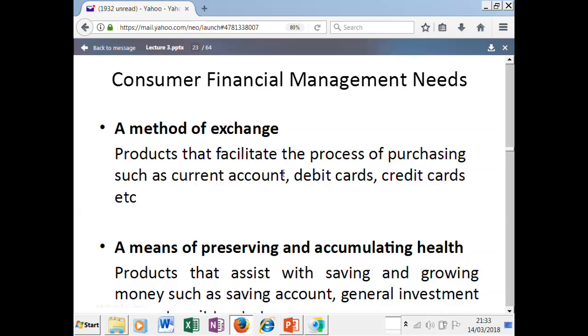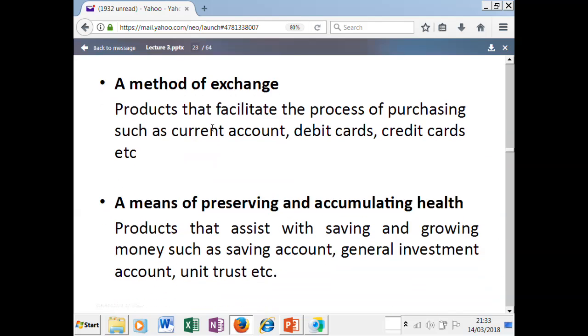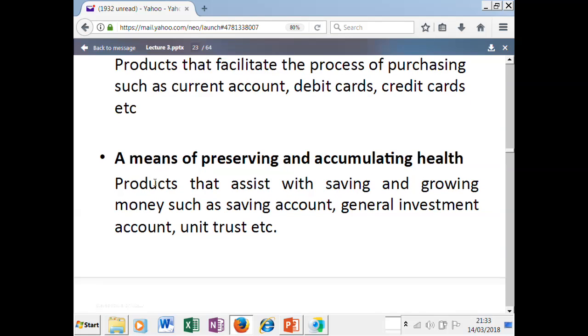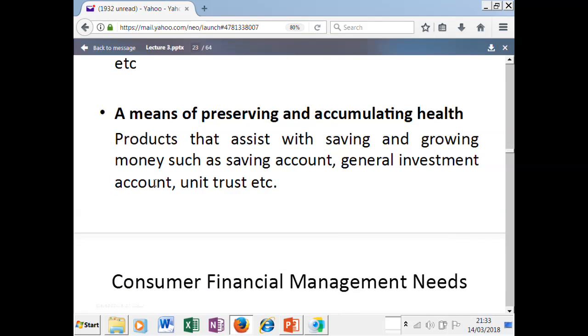Okay, consumer financial management needs. Basically method of action, product that facilitate the process of purchasing, such as current account, debit card, credit card, etc. And then a means of preserving and accumulating wealth, product that assists with saving and growing money, such as saving account, general investment account, unit trust and so on. Wealth, kekayaan. Okay, accumulating wealth, not health. Sorry about that. But wealth is nothing without health.